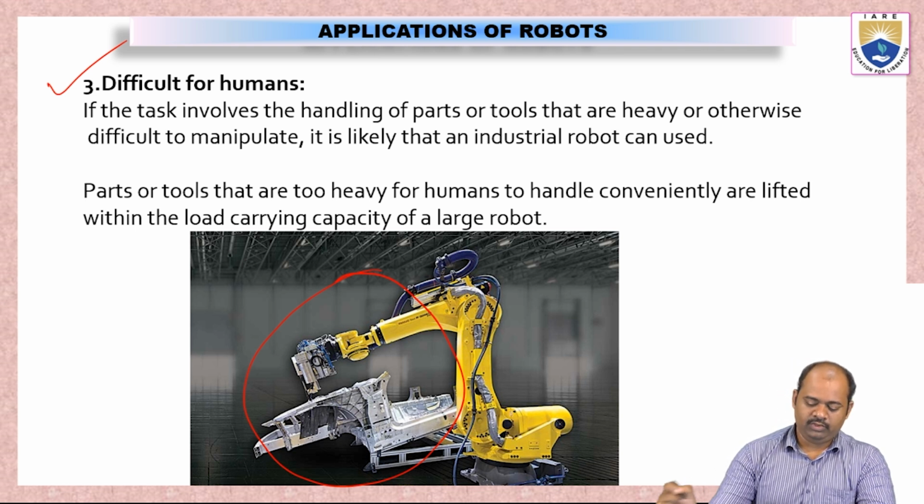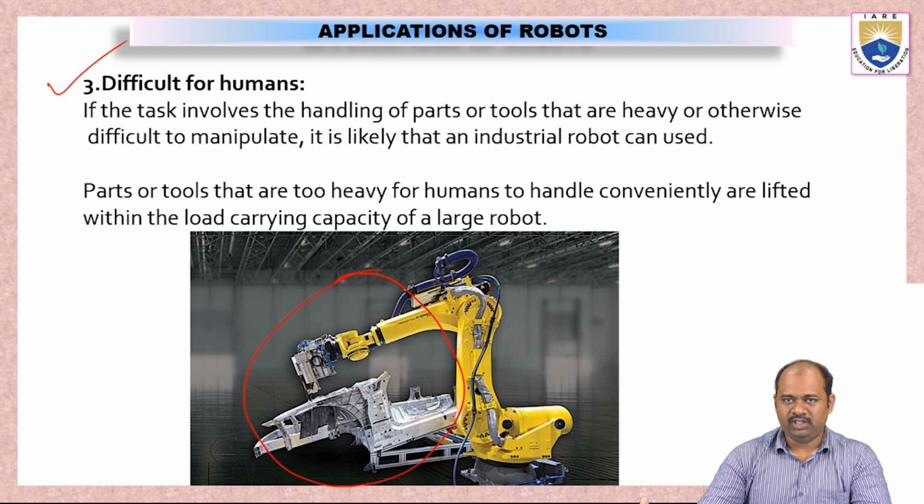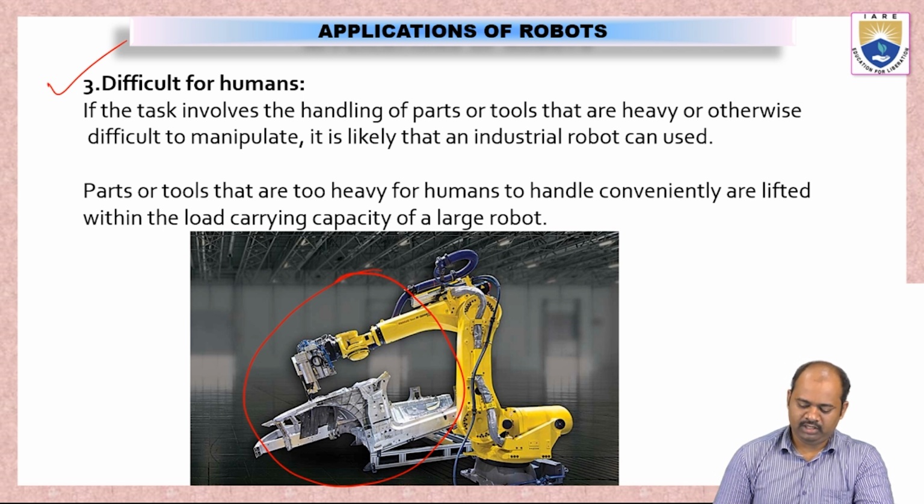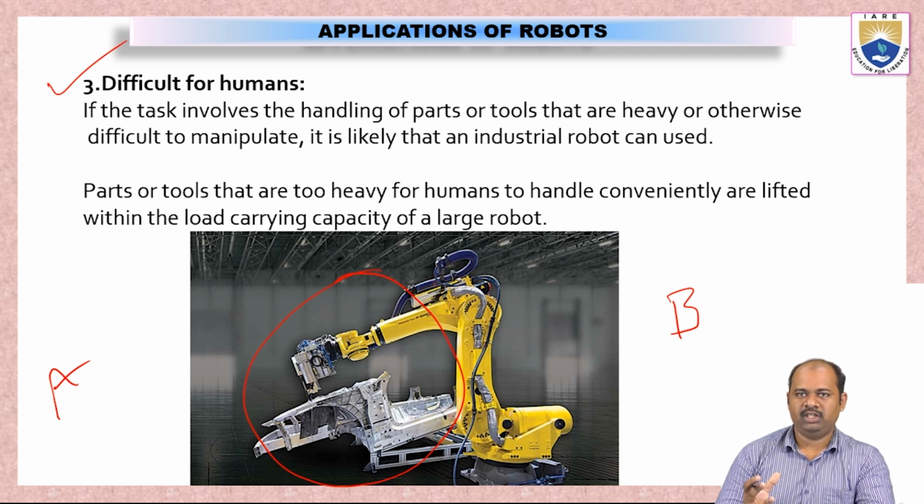We may also want to manipulate the object while shifting it from one place to another. Now see, this robot has to move the object from point A to point B. While moving the object from point A to point B, the robot can manipulate or rotate the object in such a way as required by the next cycle of operations. So this manipulation also can be done easily with the help of a robot.